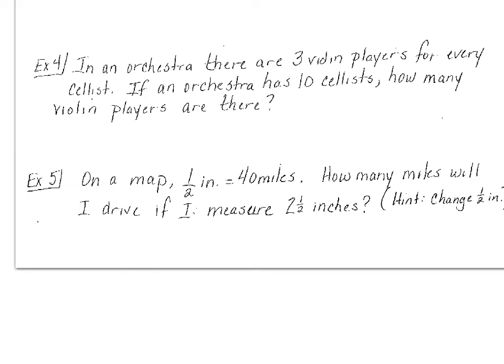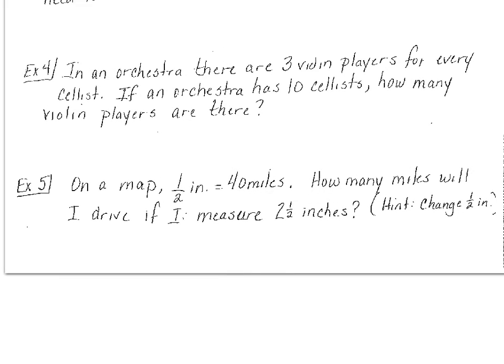Example 4, it says, in an orchestra, there are 3 violin players for every cellist. Right there, you're going to see that there is a ratio. An orchestra has 10 cellists. How many violin players are there? We want to know how many violin players there are.